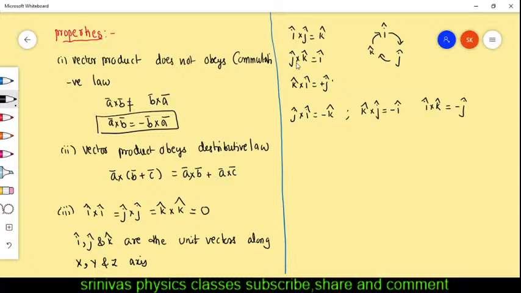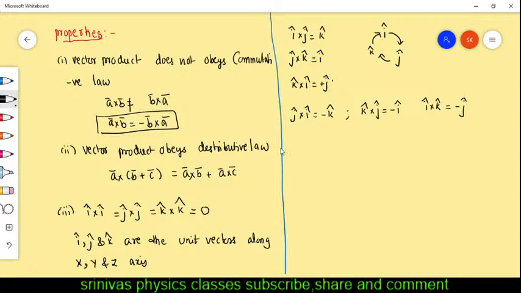Okay, i j k, i j, next one k i, j k, next one i, k i, next one j. If you come in the opposite direction, then j cap cross I cap, k cap; I cap cross k cap, j cap; k cap cross j cap, minus I cap. Like this, in reverse you will get minus.